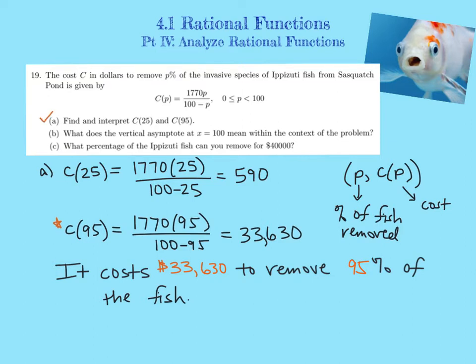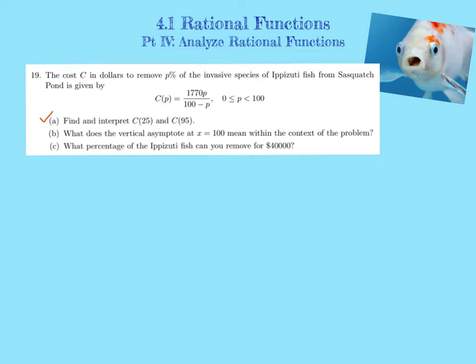It's basically doing algebra, plugging in a number, but then also because it's an equation modeling a scenario, we can analyze it and interpret it using words. Now in part B, it's asking us about the vertical asymptote at x equals 100 and what that means within the context of the problem. Saying what does something mean within the context of the problem is basically the same as in part A, when we had to interpret what those numbers meant using the context of percentage of fish costing a certain amount of money in dollars.